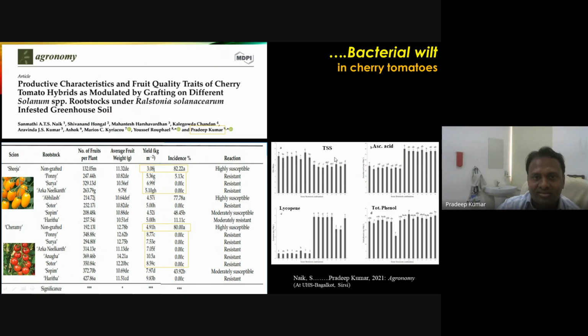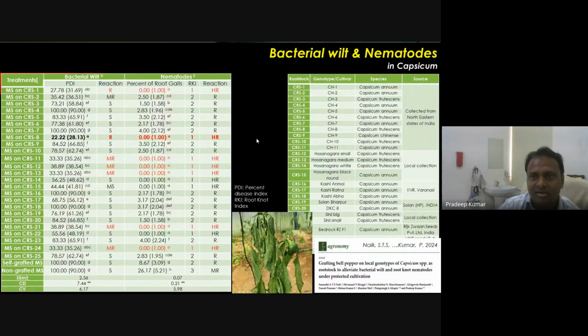Then one student with us published cherry tomato work on controlling bacterial wilt using rootstocks. He used some local varieties like Haritha, Sopin, Haritha from Kerala Agricultural University, Ponni, Surya. These are varieties known to be resistant against bacterial wilt. We used them and found success, with good production per square meter. Non-grafted yielded 3 kg, while grafted reached up to 10 kg per square meter. So the yield level increased from 3 to 10 kg per square meter with the use of grafted seedlings.